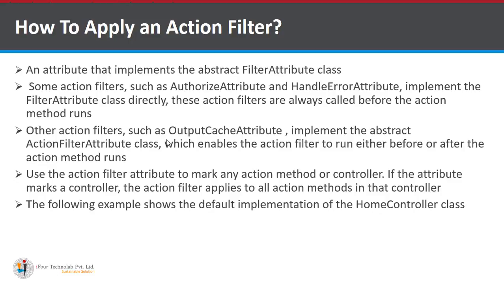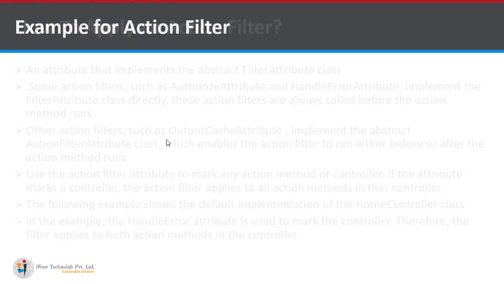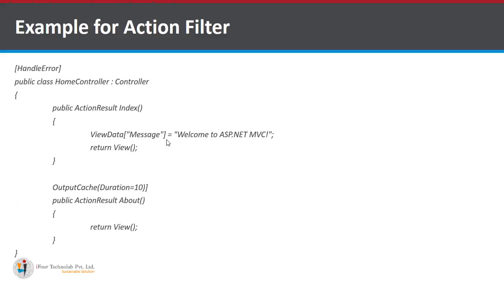The following example shows the default implementation of the HomeController class. In the example, the HandleError attribute is used to mark the controller. Therefore, the filter applies to both action methods in the controller. Here you can see an example of an action filter. You can see here a HomeController class. The HomeController class has an action filter, HandleError, so every method in this class will be affected by this HandleError filter.